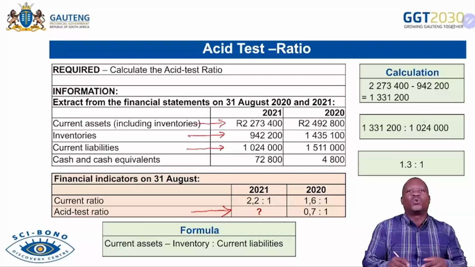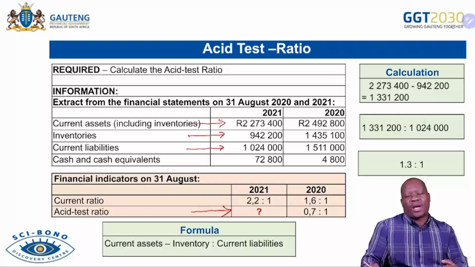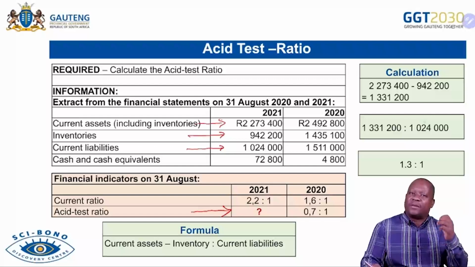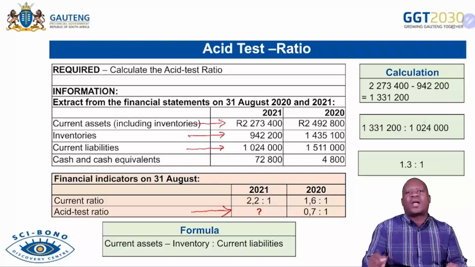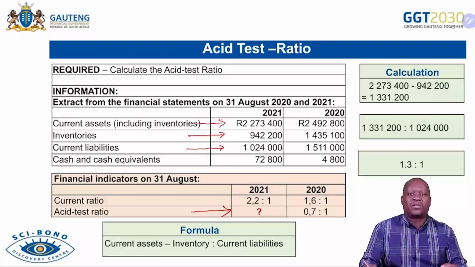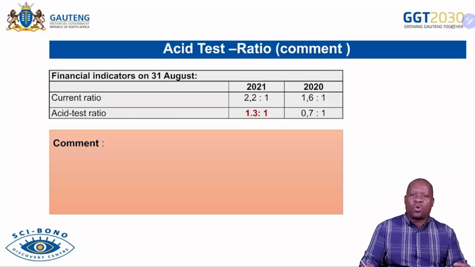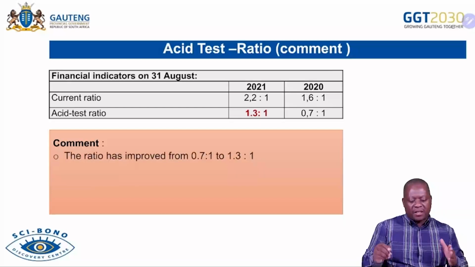Now, let's flip to 2021. It means now we are having 1 rand 30 for every 1 rand that we are owing. We are able to have 1 rand 30 of our current assets for every 1 rand that we are owing, without even getting to our stock. Now this, I think, is a good position for the business. Without selling our stock, we can still pay off all our current liabilities.